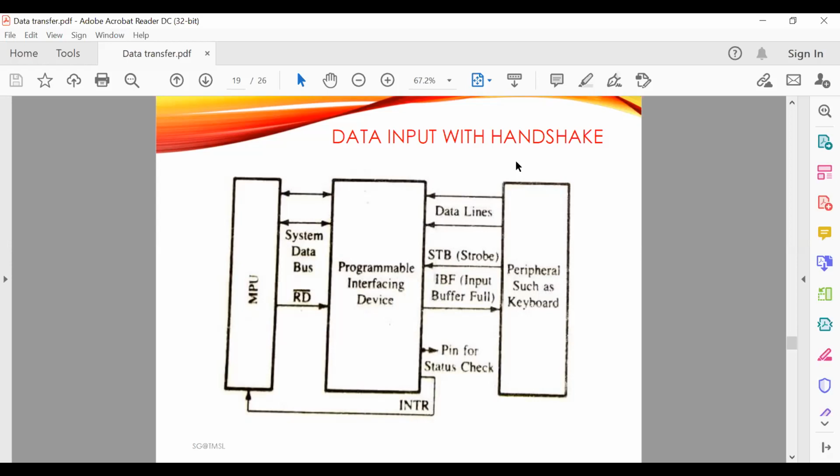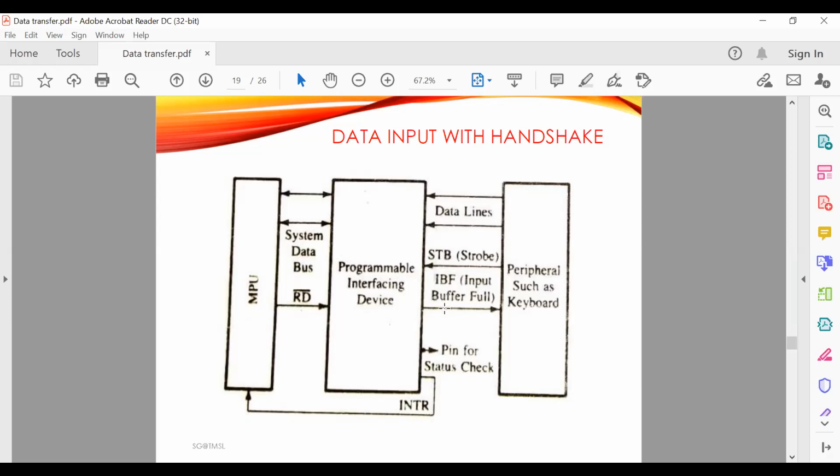It shows a programmable device in the input mode with two handshake signals. One is called strobe, STB, another is IBF, and one interrupt signal which is INTR. Now, the microprocessor has two ways of finding out whether a peripheral is ready or not, either by checking the status of handshake signals or through the interrupt technique. I will discuss the interrupt technique in this context.